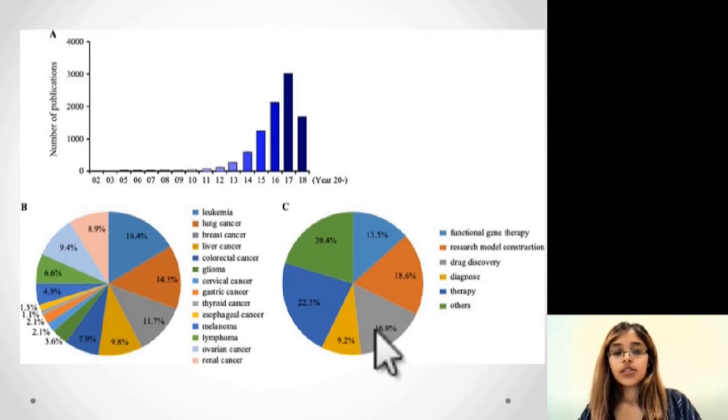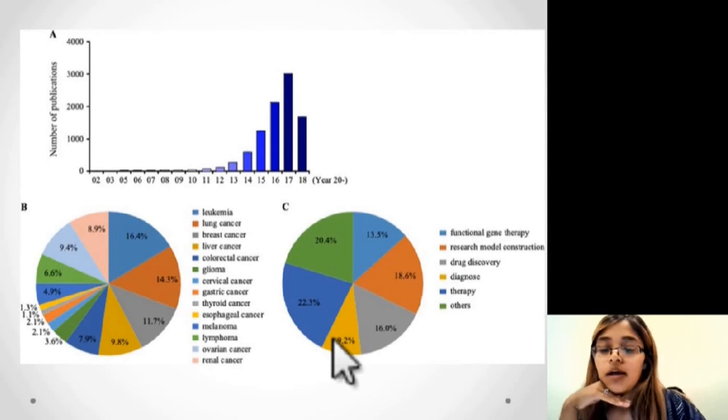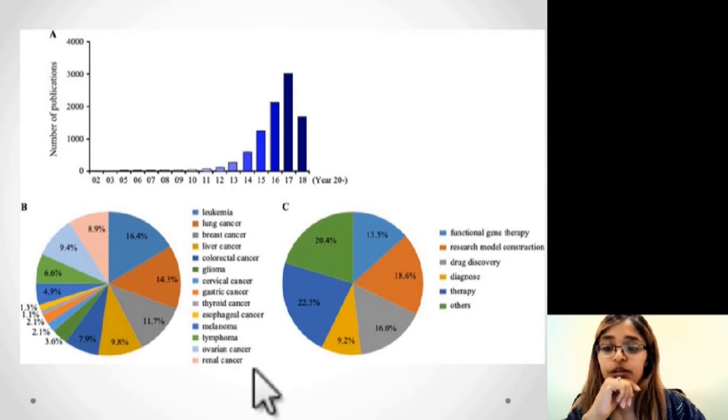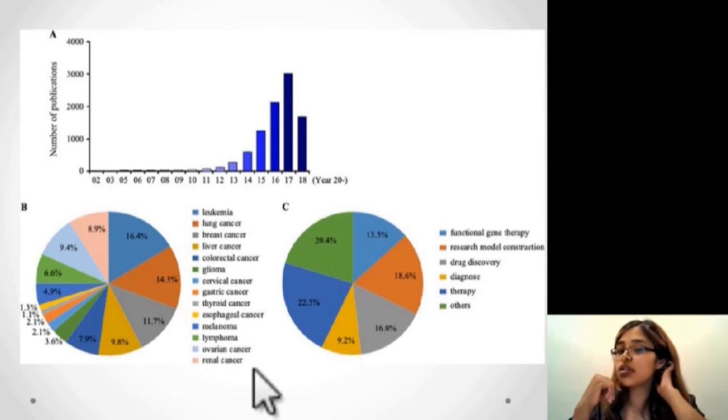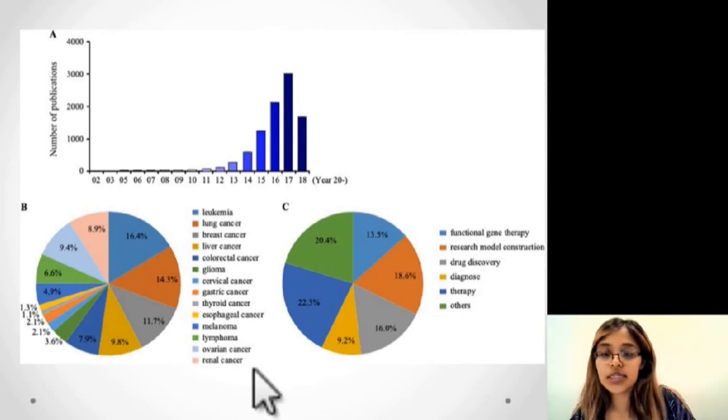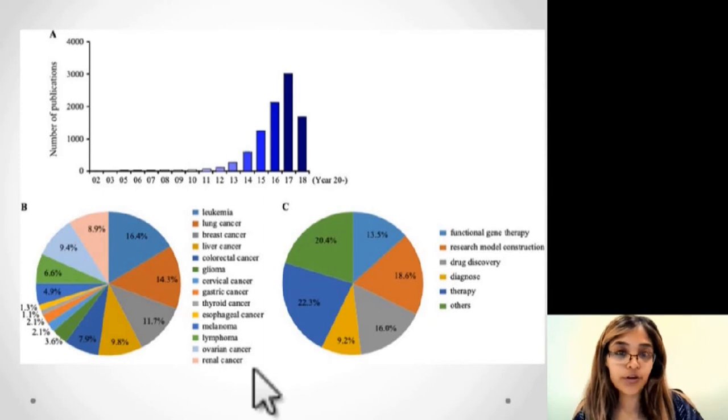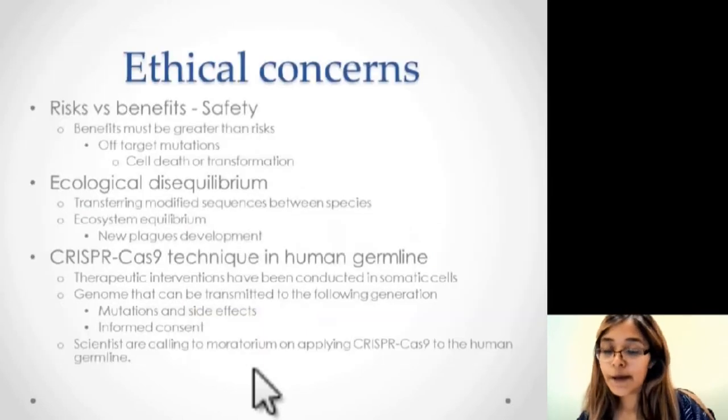So this is just a picture of the percentages of cancers that are being studied with CRISPR-Cas9. Pretty much a lot of the research with CRISPR-Cas9 is done in cancer. This is just an idea of how CRISPR-Cas9 is being used.